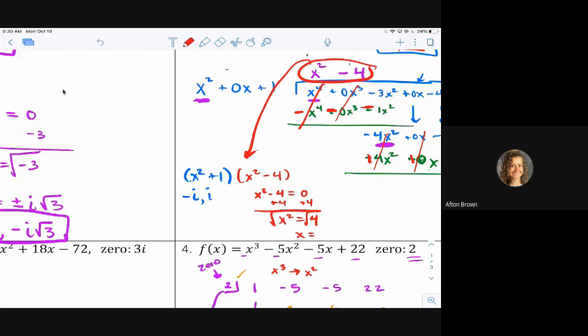What do we write in front of a square root anytime we draw it? Plus or minus. Not i, because i is if it was a negative underneath. What is the square root of 4? 2. So our answers, we have 2 and negative 2. Those are our zeros. Well, notice that's 1, 2, 3, 4. We found all 4 zeros.